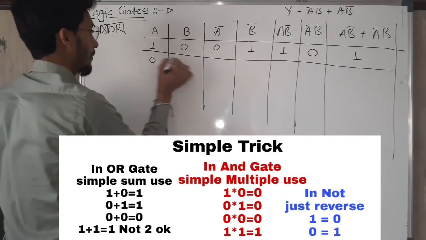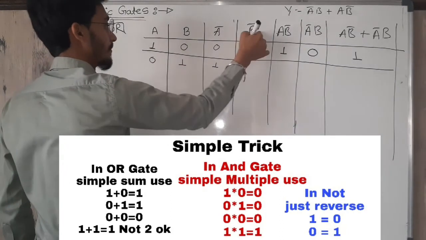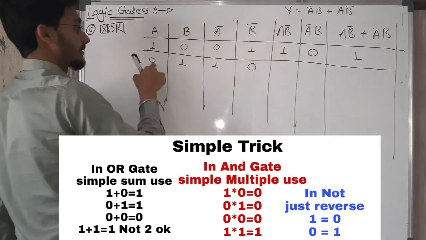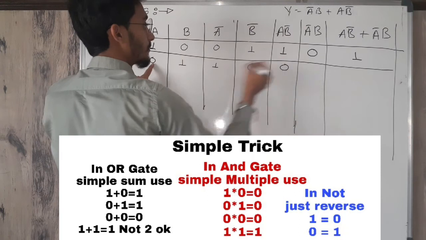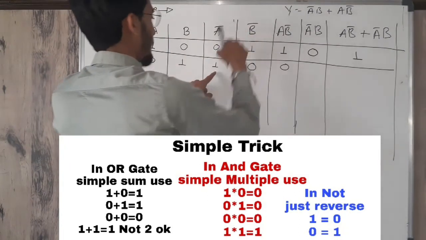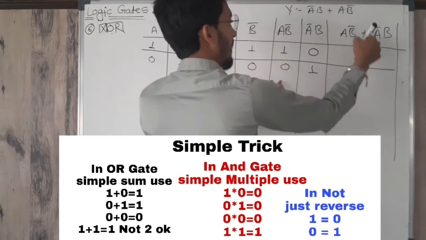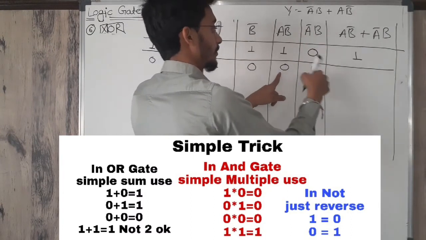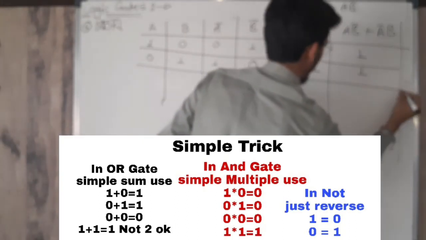The second is A 0 and B 1. A bar, 0 bar means 1. B bar, 1 bar means 0. AB bar: A is 0 and B bar is 0, so 0. And A bar B: A bar is 1, B is 1, so we get 1. AB bar plus A bar B, 0 plus 1, we get 1. So this is the second possibility.